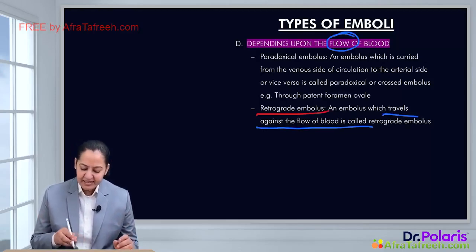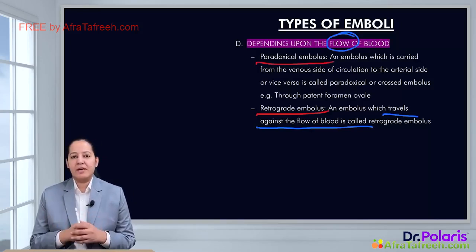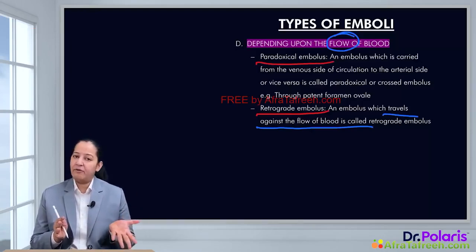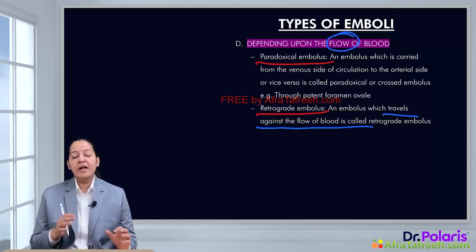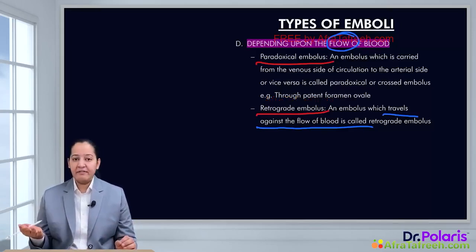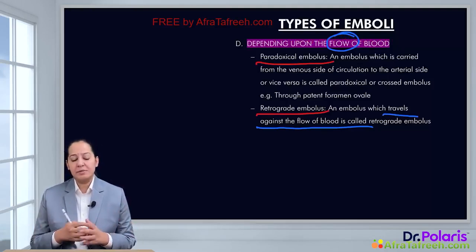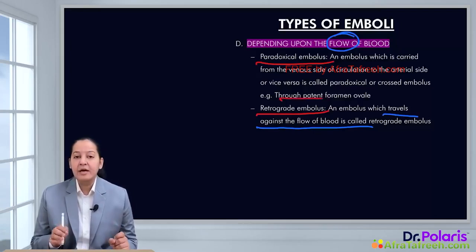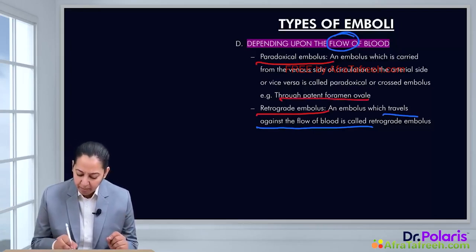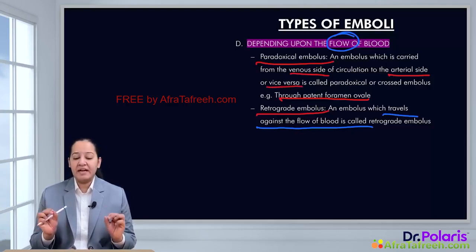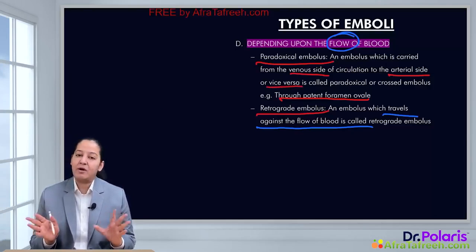The second type is the paradoxical embolus. What is paradoxical embolus? Now imagine an embolus arising in the artery. It will remain in the artery only. It can flow from one artery to another, but it will remain in the arteries only. If the embolus is arising on the venous side, it will remain in the vein only. But is it possible for an embolus to cross from the arterial side to the venous side, or vice versa? Yes, it is possible. How? Through the patent foramen ovale. So any embolus crossing from the venous side to the arterial side, or vice versa, through a patent foramen ovale is known as paradoxical embolus.